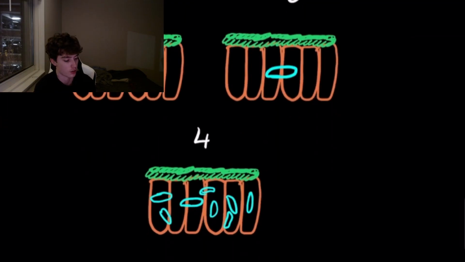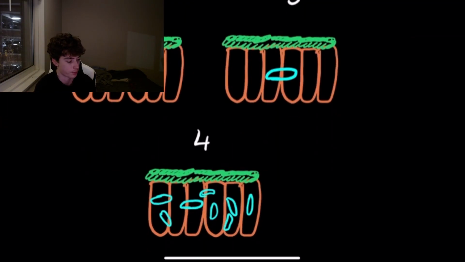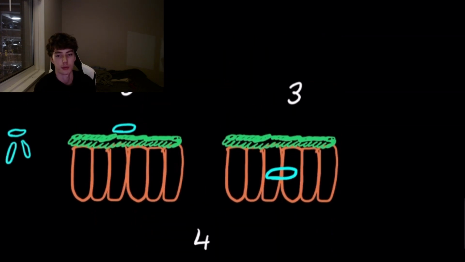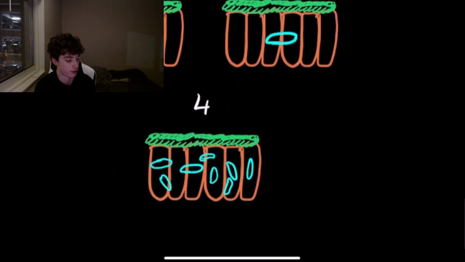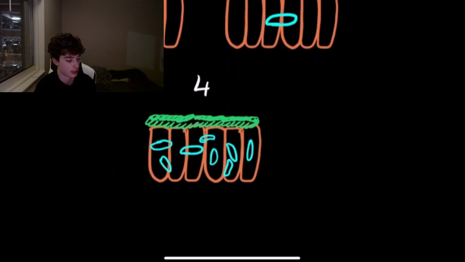And then I did draw out steps 2, 3, and 4. So you can see step 2 is it adhering to the surface, step 3 is it invading, and step 4 is it replicating. So that's kind of what it looks like.